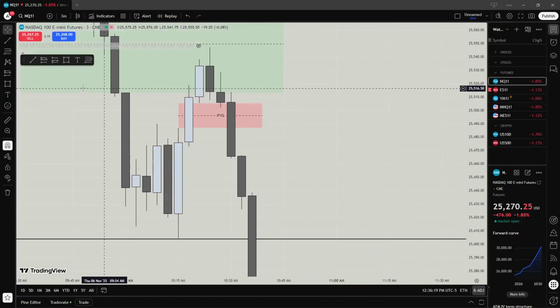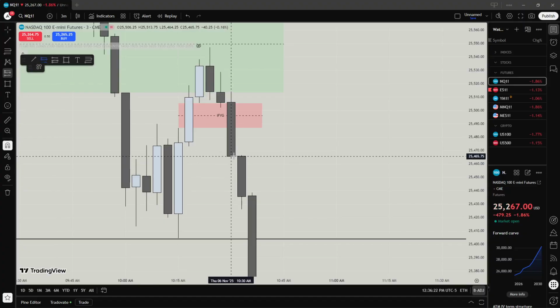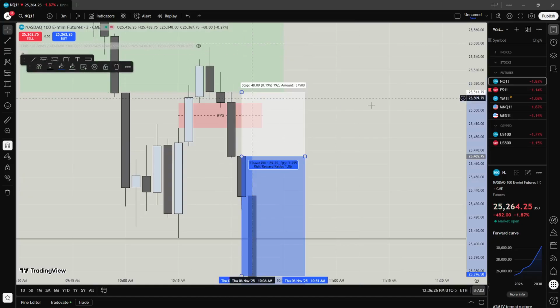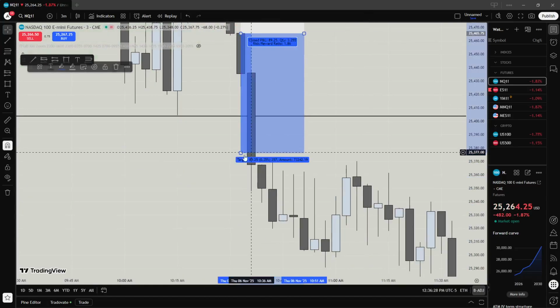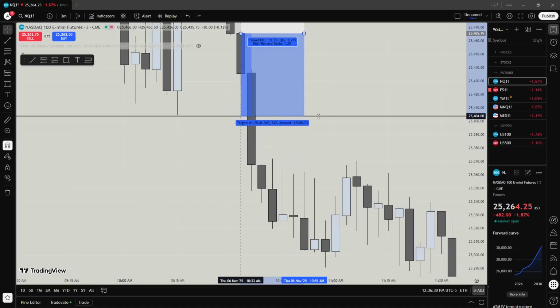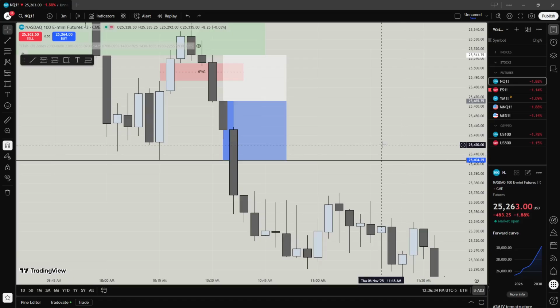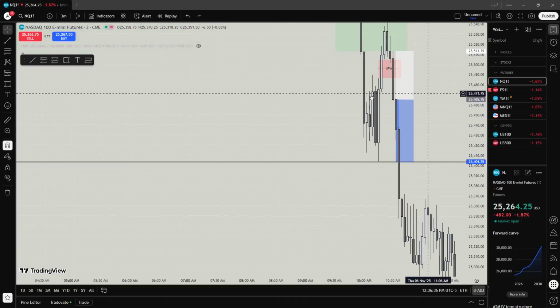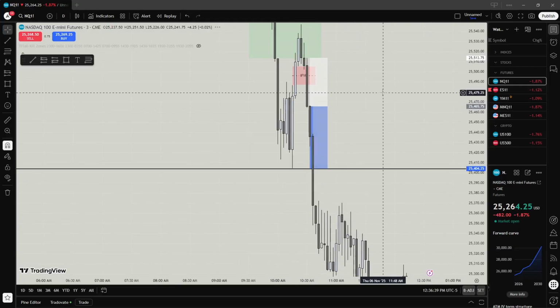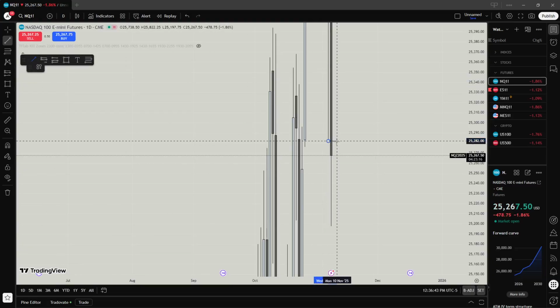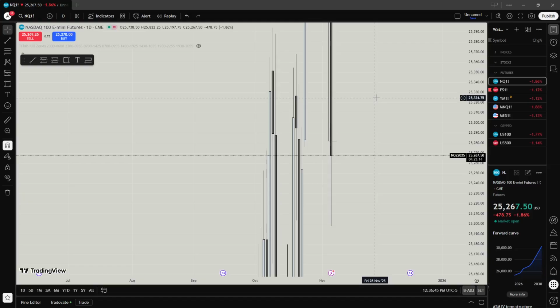IFVG, enter in right here. Closure of that candle or the open of this candle. Put your stop loss either at the swing high, would have been a little much for me, but and then TP right there, or you could have targeted previous day low at that point. Previous day low is a little bit lower down here, and you have this gap here.